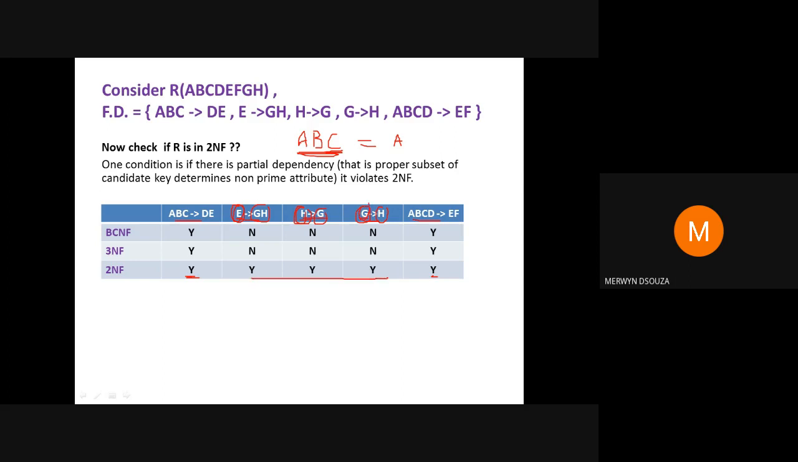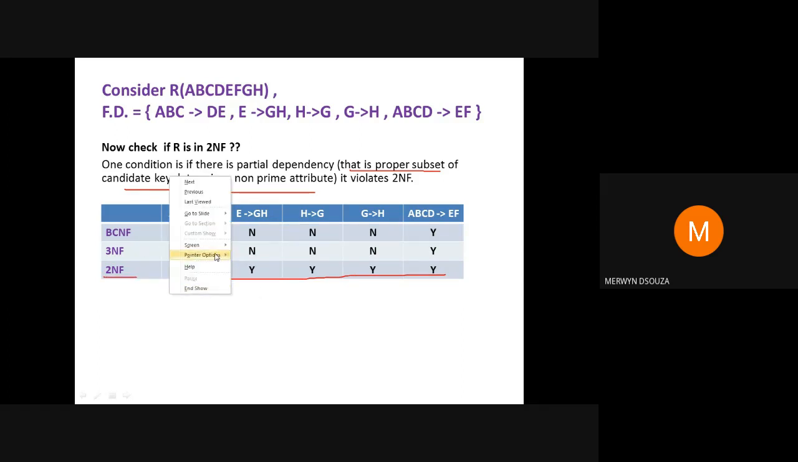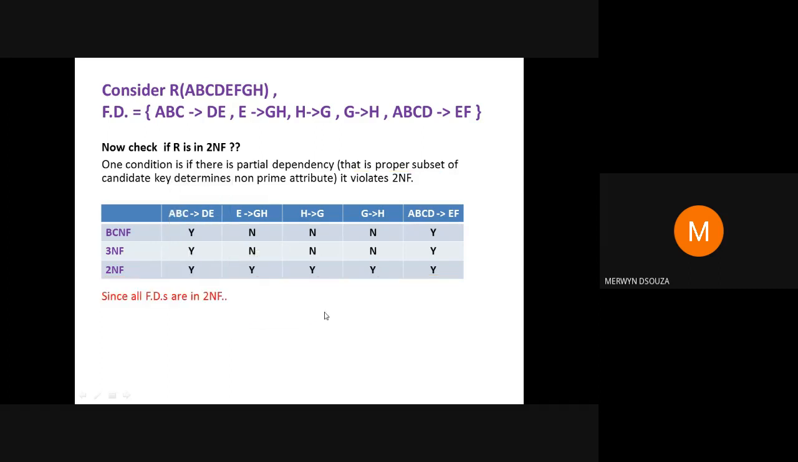So directly you can claim that all these are in second normal form. There is no partial dependency. If there was partial dependency, then we would have written N. But there is no partial dependency because this condition is not satisfied. Therefore all these functional dependencies are in second normal form. So we can claim that R is in second normal form. Therefore the answer for this question, the highest normal form of R, will be second normal form.